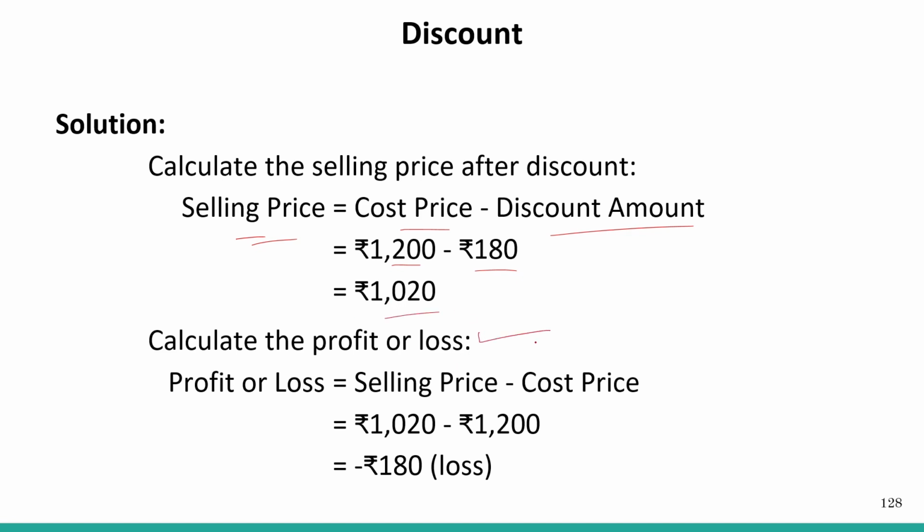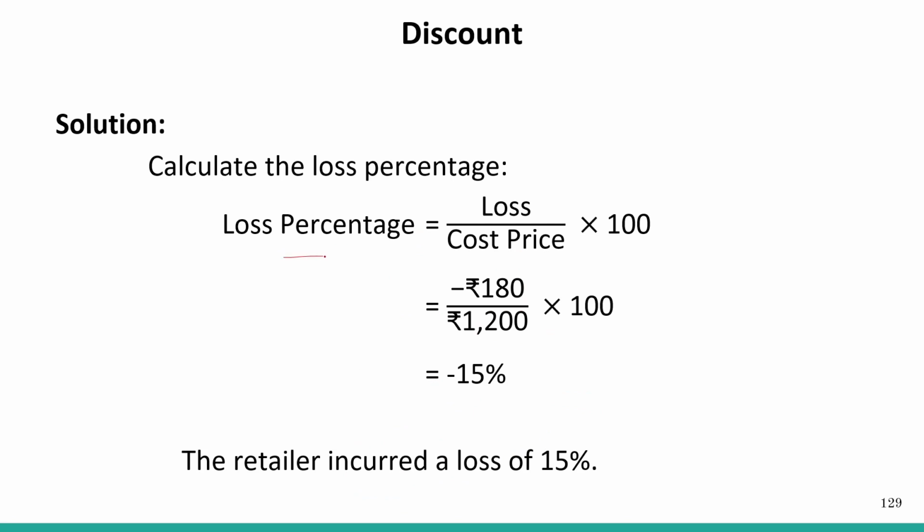So calculating the profit or loss. Profit or loss is equal to selling price minus cost price, which is 1020 minus 1200, that is minus 180. So this is a loss. So how is the loss percentage calculated? Loss by cost price into 100, right? So minus 180 will be under modulus sign, okay? Because when it is a loss, we take CP minus SP, right? So it will be 15%, okay? 15% loss. So the retailer incurred a loss of 15%.